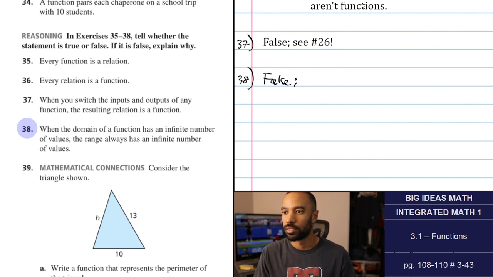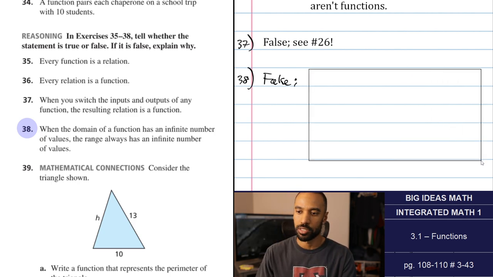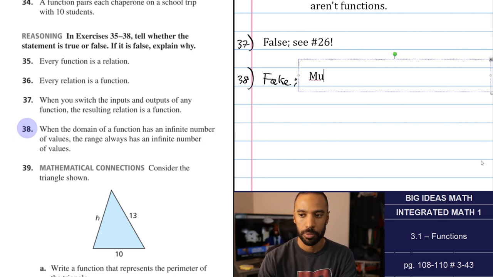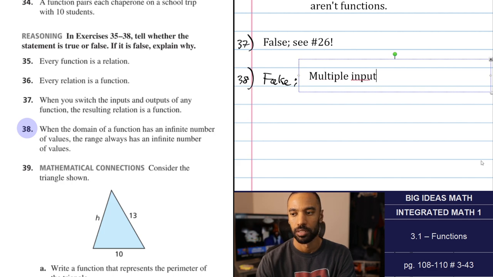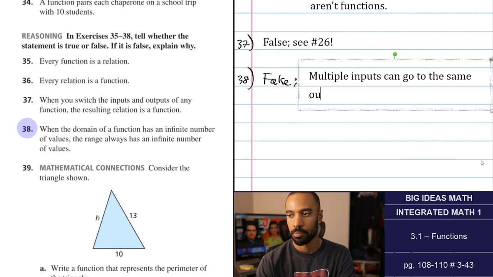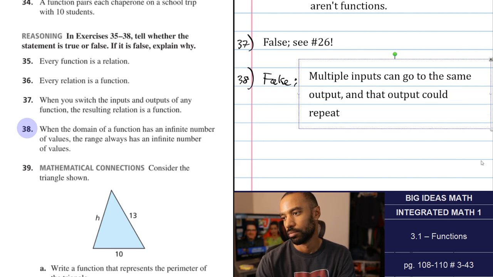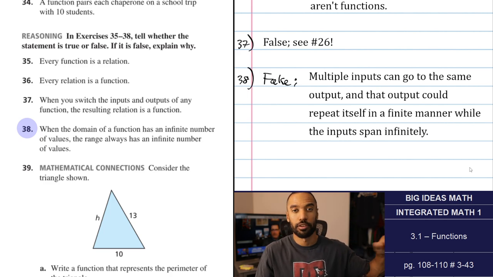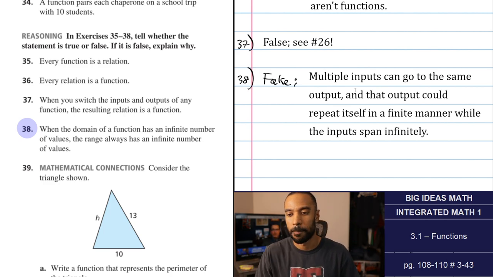I don't know how I want to say that, though. But the inputs, remember, you can have multiple inputs go to the same output. And that output could repeat in a finite manner, while the inputs span infinitely. So like I said, oscillating wave, a flat line, something like that.